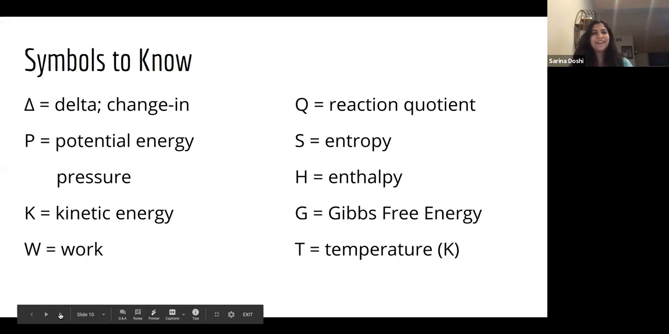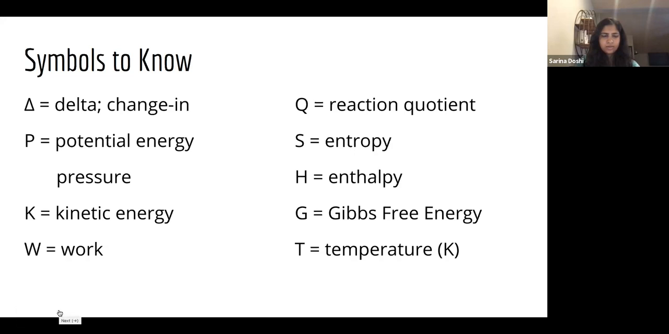And in chemistry, you will definitely be using Kelvin all the time. But yeah, okay. I think that's everything on this slide. Or was there anything I wanted to talk about? No, I don't think so.